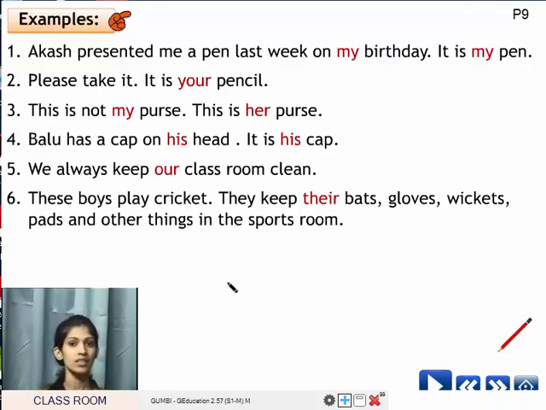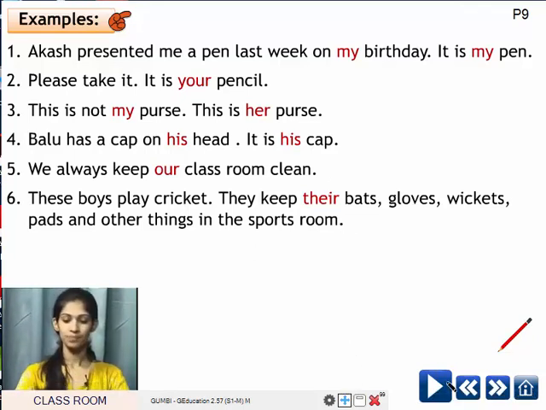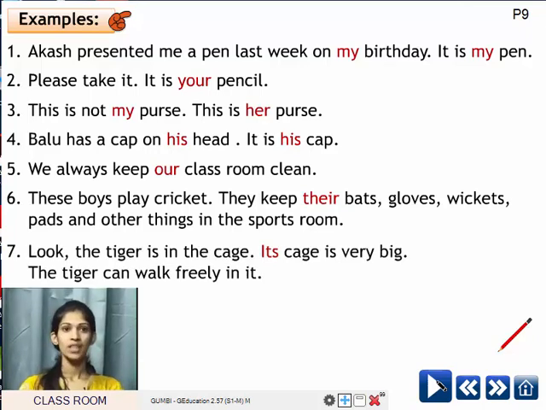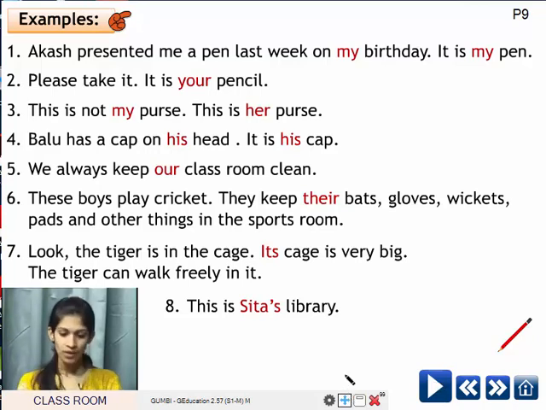Next is: we always keep our classroom clean. So here our is the determiner. Next is: these boys play cricket. They keep their bats, gloves, wickets, pads and other things in the sports room. So here in this sentence their is the determiner.